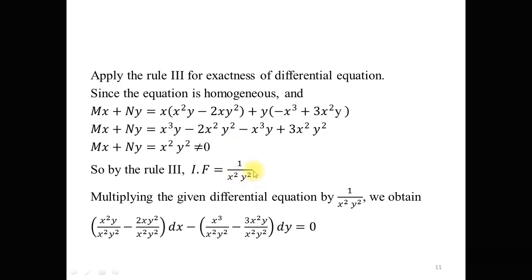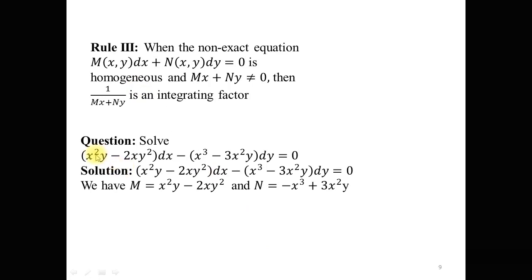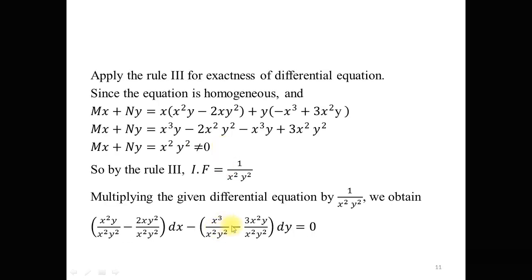Now multiplying this integrating factor to the given differential equation, we obtain x square y divided by x square y square minus 2xy square divided by x square y square dx minus x cube divided by x square y square minus 3x square y divided by x square y square. You see over here that this is the given differential equation. This is actually the m function and this is actually the n function. Now multiplying this m function by 1 over x square y square, and also this n function by 1 over x square y square, we obtain this differential equation.